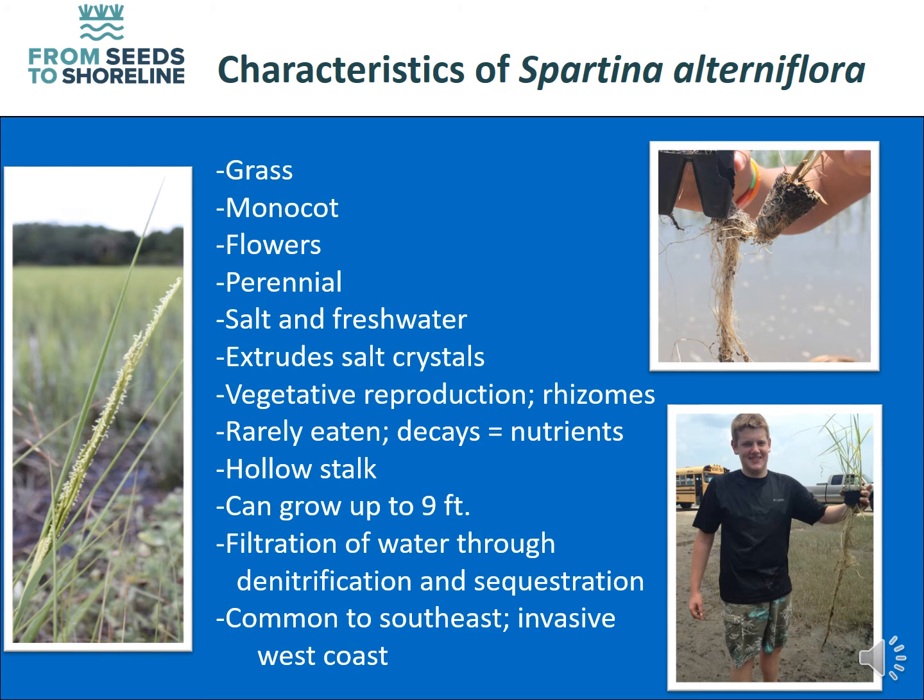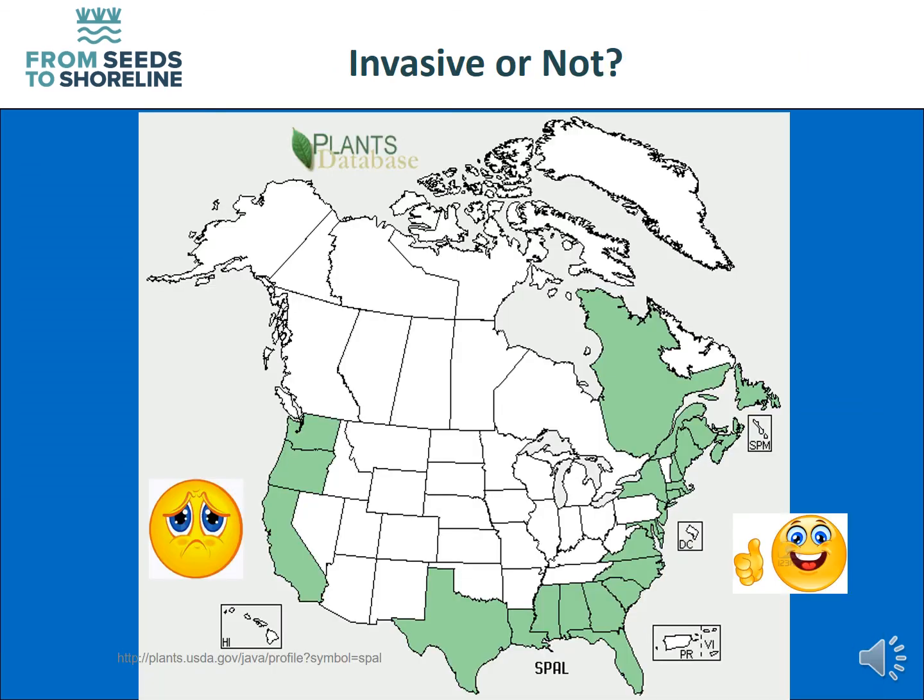Spartina alterniflora has a hollow stalk and can grow up to 9 feet, or slightly higher than the highest tide. Spartina also has a great ability to filter the water of pollutants through denitrification and sequestration. And Spartina alterniflora is common and native to the southeast and Gulf of Mexico, but considered to be invasive on the west coast.